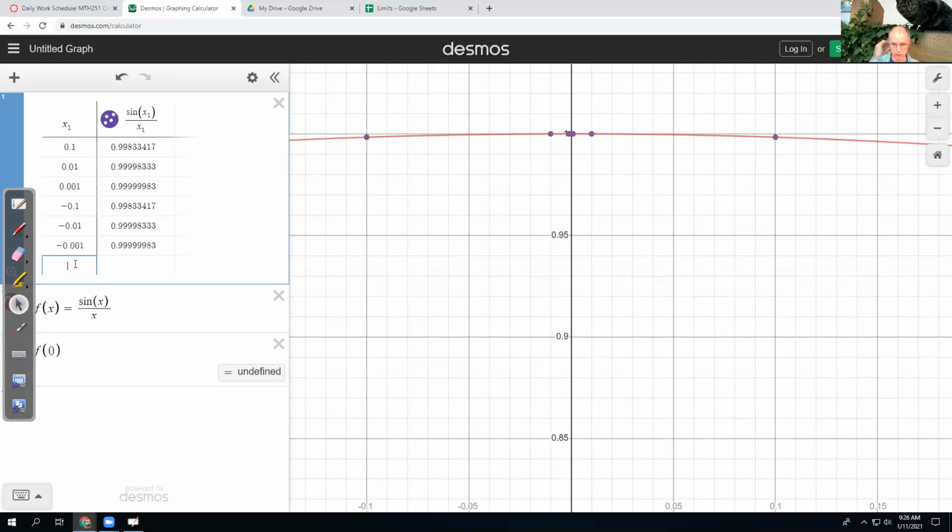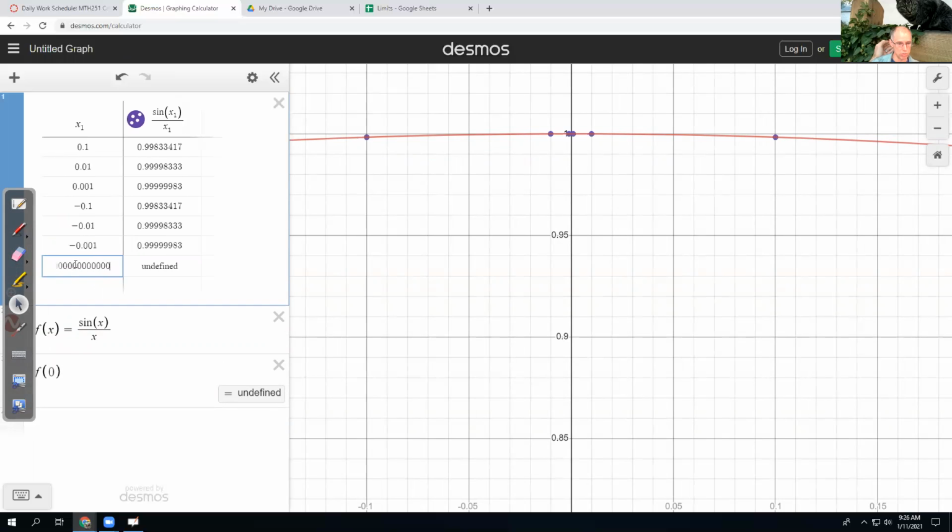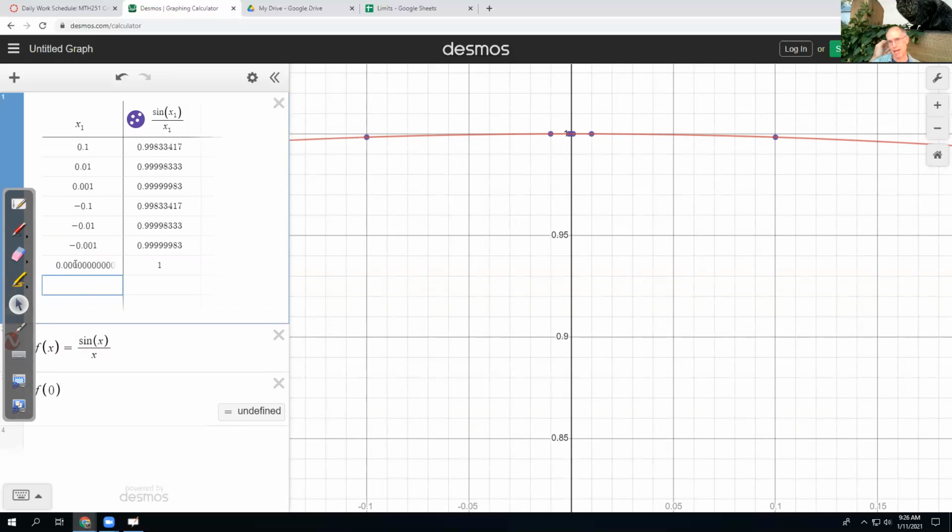Eventually, I'm going to exceed the computer's ability to calculate this. So if I put too many decimals there, it's going to say, that's 1. But we know it's not 1. It's just close to 1, and the computer said, there's too many 9s there, it rounds to 1.